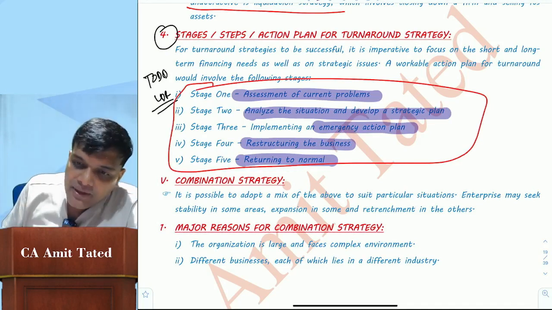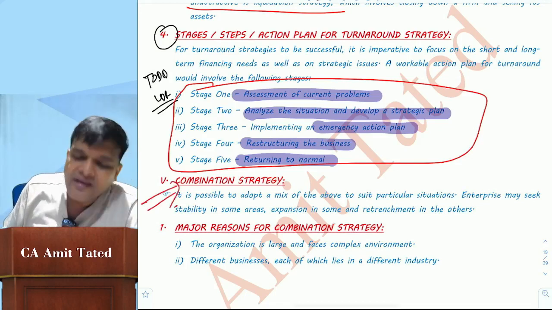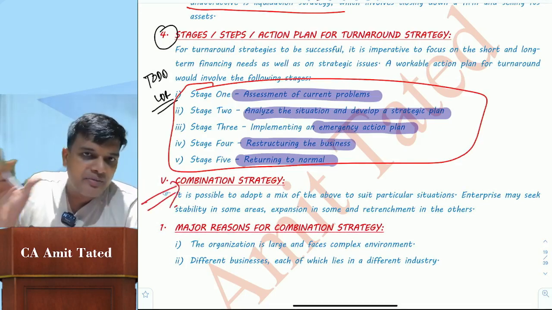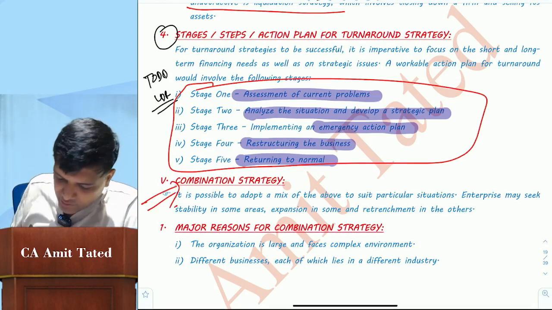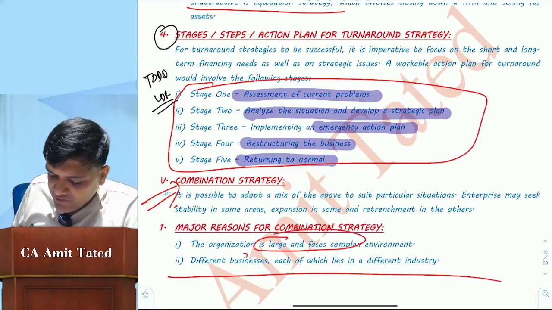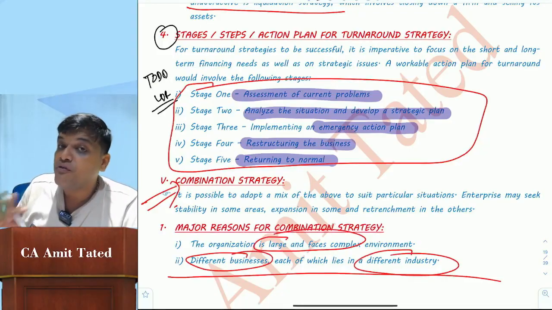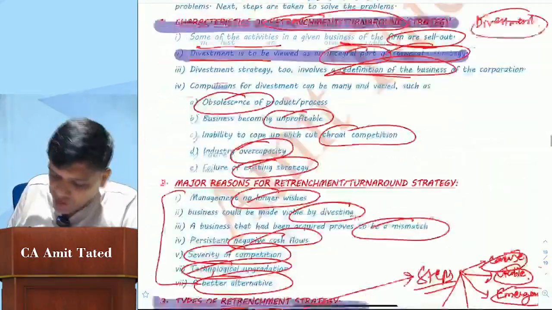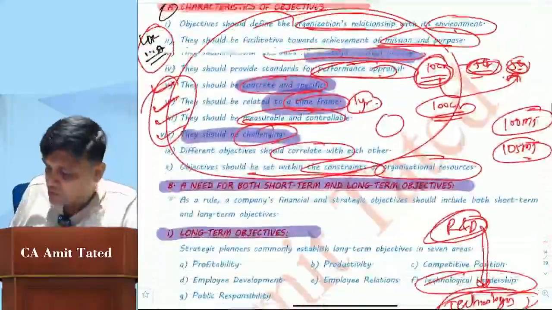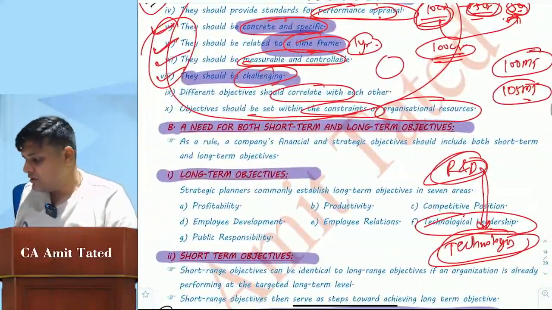And last concept is combination. Combination is basically, as I told you, one entity is using expansion also, retrenchment also, and stability also, and whatever. This is something which you need to understand. This can happen when the organization is large and different businesses will require different types of strategies. That's it. This is chapter 4. So I do think the chapter 4 concept is clear at your end, Malik.